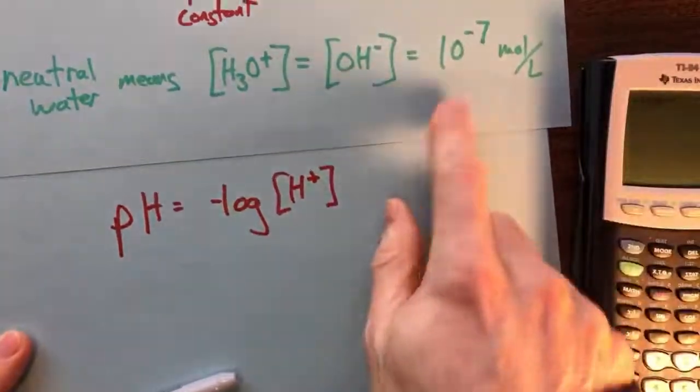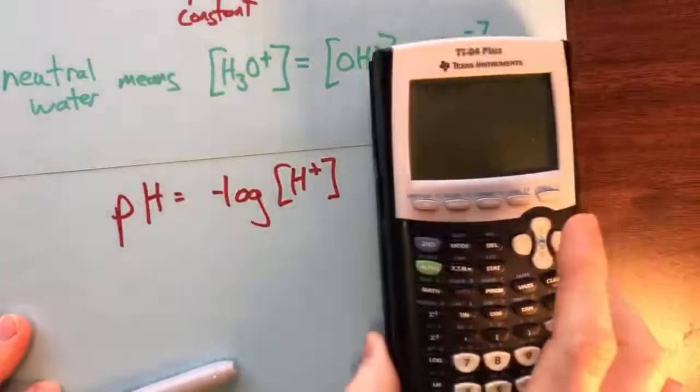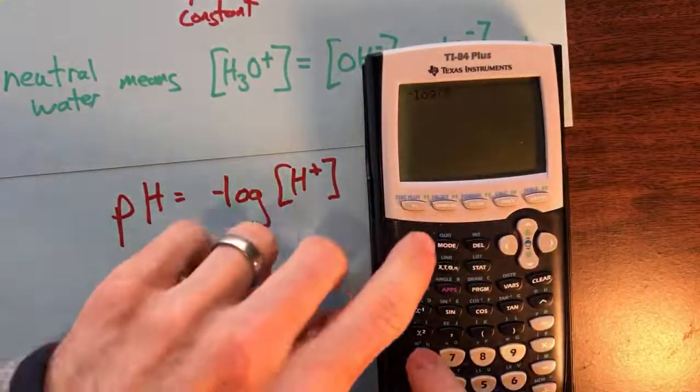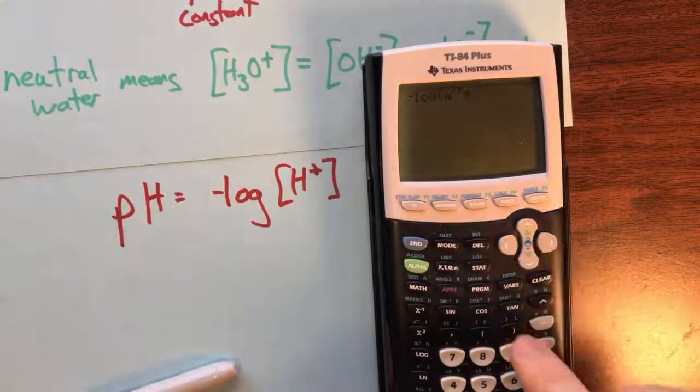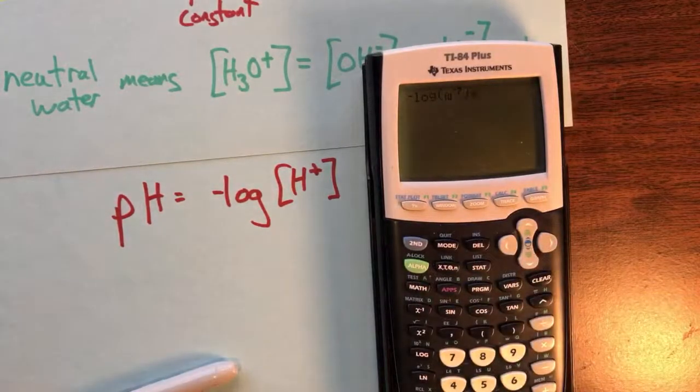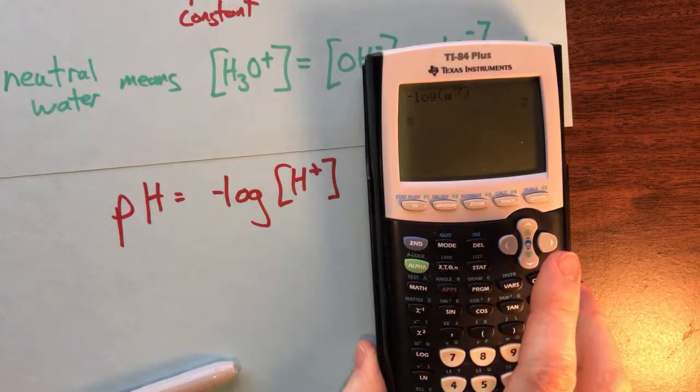Now I said it's 10 to the minus 7, and you can write this two different ways. You can write it as 10 to the minus 7 like that, which is probably going to be the way that's going to make the most sense to you. And let's go ahead and enter. This is going to be the first time we ever calculate pH of anything. We're going to calculate the pH of neutral water. We hit enter, and we get the number 7 out. Well, look at that. Why is the pH of neutral water 7?